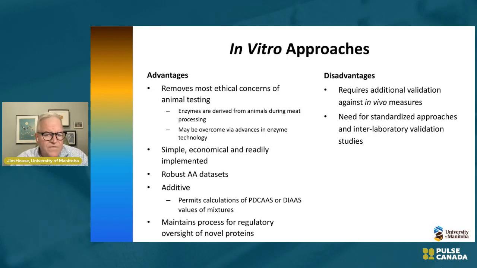And so certainly from an advantages standpoint, it does remove most of the ethical concerns of animal testing. It's simple, economical, and readily implemented. We have the ability to use robust amino acid data sets. Both the Canadian Nutrient File and Food Data Central publish amino acid values for a whole host of food sources within their data sets. And so you have access, and you also have access to robust laboratory assessment through a number of different labs that can measure amino acids.